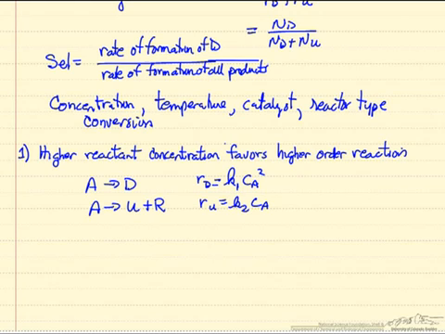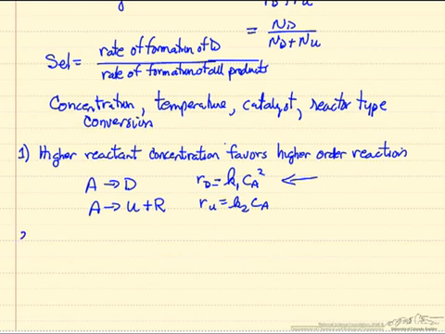Let's look at the effect of some of these variables on selectivity. A higher reactant concentration favors the higher order reaction. What this means is, if I have two parallel reactions and I desire to make the product D, let's say the rate of formation of D is second order in our reactant concentration, but it's first order for the undesired reaction, first order in the concentration of A. Then if I have a higher concentration of A in my reactor, I'm going to favor this reaction. I'm going to have a higher selectivity by picking conditions that favor higher reactant concentration.